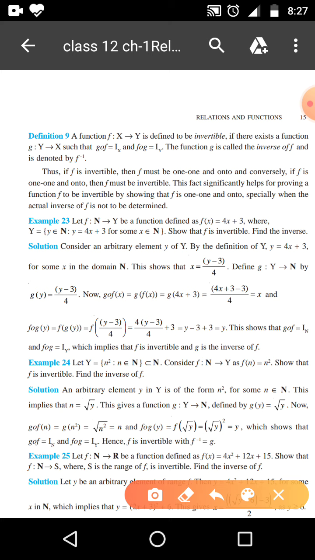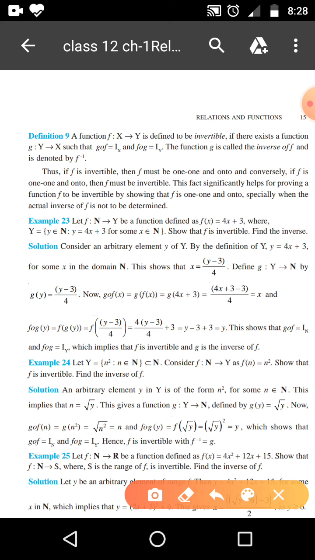That's why you can say for a function f from X to Y, the inverse of this function is f inverse from Y to X. It is only possible when f composition f inverse is equal to Ix and f inverse composition f is Iy. So here are some remarks also. Thus, if f is invertible, then f must be 1-1 and onto. If f is 1-1 and onto, then f must be invertible.